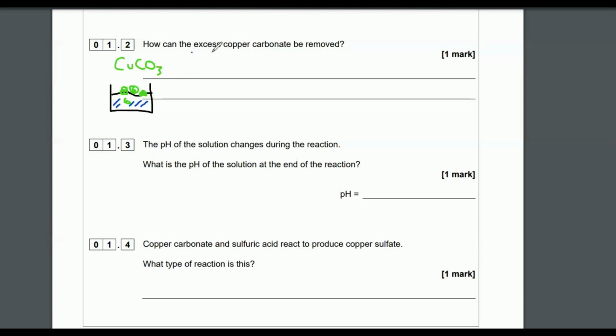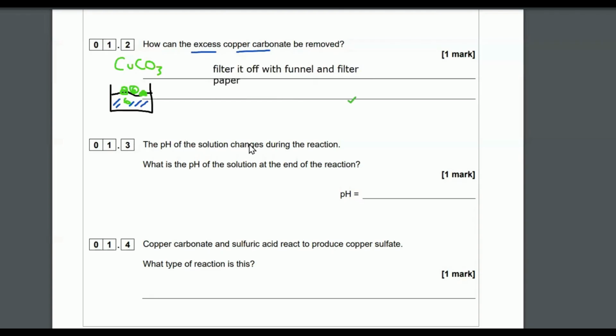How do we get rid of the excess copper carbonate? You know the drill. You're going to filter it off, and if you don't say the word filter, you can probably just describe it, with a funnel and filter paper. So yeah, that's going to give you a mark.